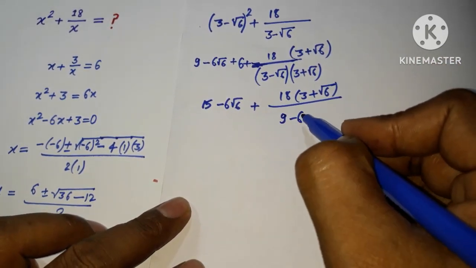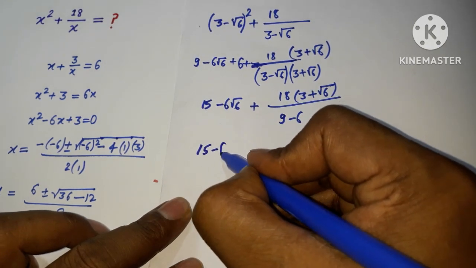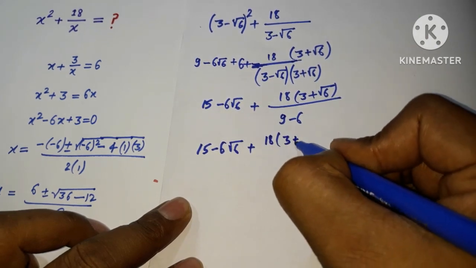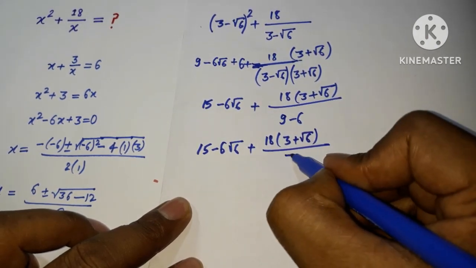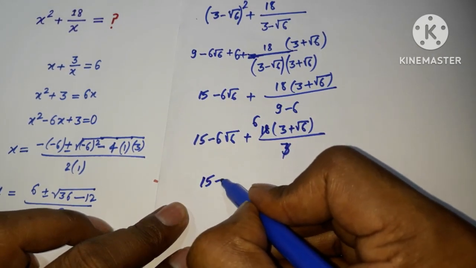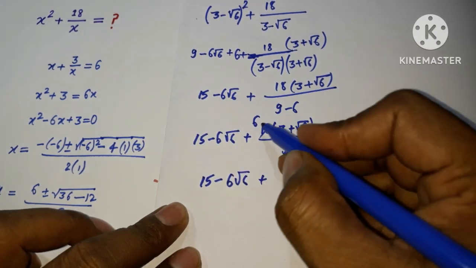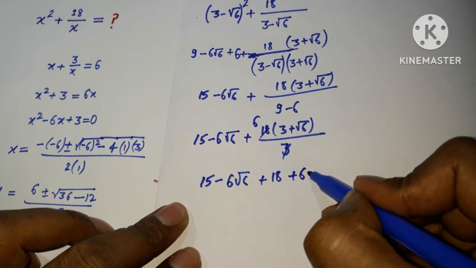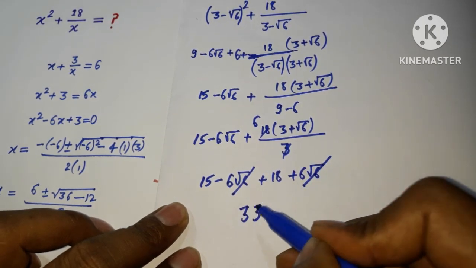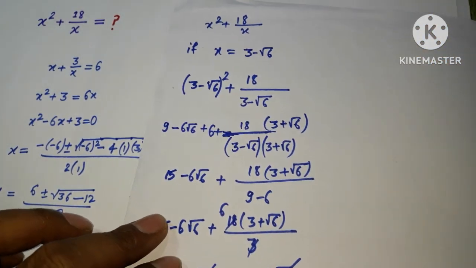6, and obviously we are getting here 3, that is going to cancel 18, so we have 15 minus 6 root 6 plus 18 into 3 plus root 6 and divided by 3, it is going to cancel 6 times, so 18 here, 15 minus 6 root 6 plus here it is 18, and we have 6 root 6, so these two will cancel, and finally we have 33 for this value x square plus 18 by x.